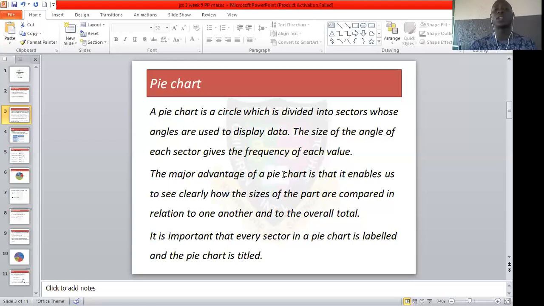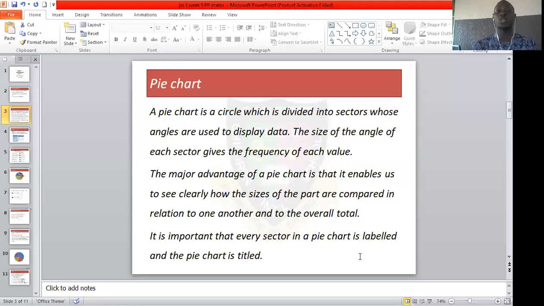The major advantage of the pie chart is that it enables us to see clearly how the sizes of our parts compare in relation to one another. That is, the one with the highest frequency has the biggest size, and the one with the least frequency has the smallest size. So it is important that every sector in the pie chart is labeled, and your pie chart must be titled.